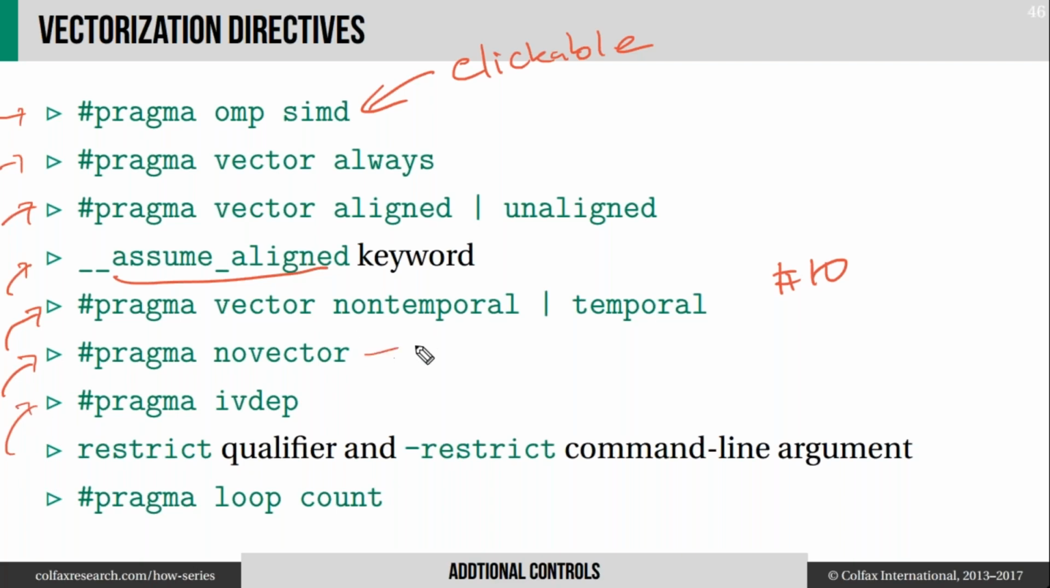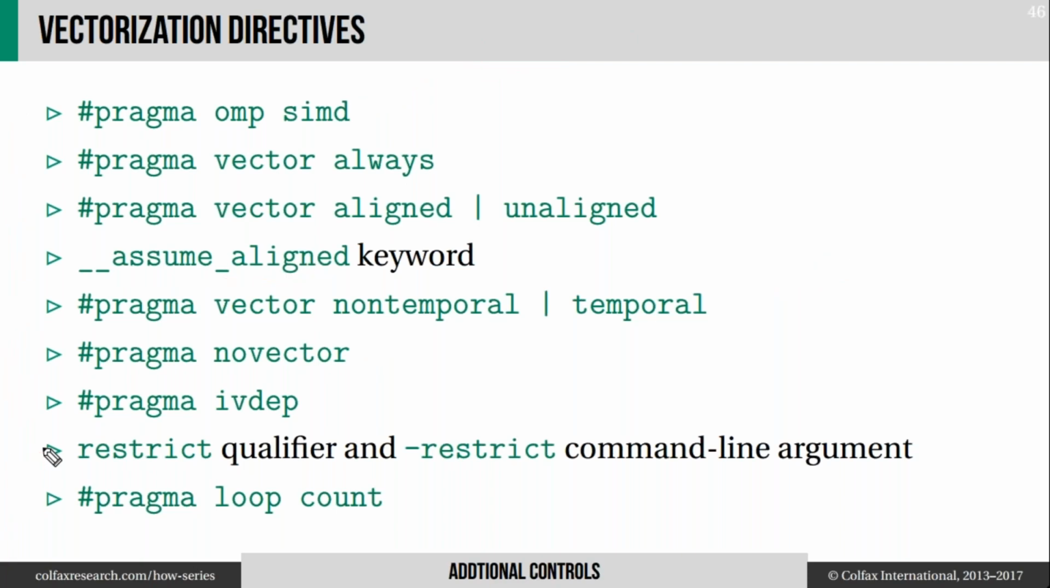This is useful, for example, to study the speedup that you get from vectorization, or to prevent vectorization of loops that have branches that are rarely taken. Pragma IVDEP is pointer disambiguation, and the restrict qualifier is the same for a single pointer. Pragma loop count promises to the compiler that at runtime there are at least, at most, or on average so many iterations. This helps the compiler to pick a good vectorization path.